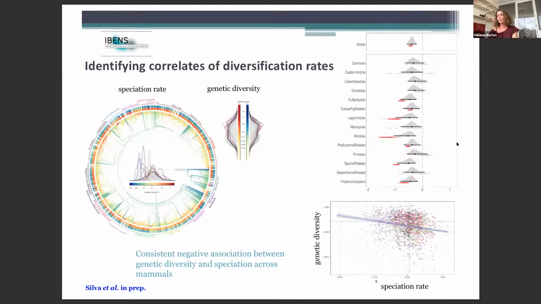What we see here is the opposite trend: we found a consistent negative association between genetic diversity and speciation rate across mammals, which we interpret as an effect of the fast diversification of lineages limiting the amount of genetic diversity that can be accumulated within species, rather than an effect of genetic diversity on speciation.